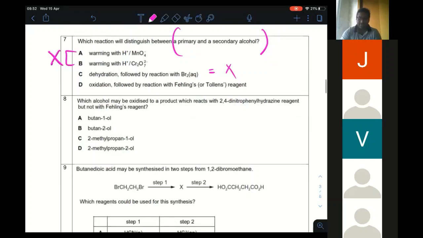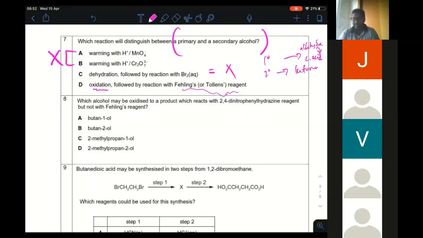But if you look at the last option, oxidation. If you oxidize primary alcohol, it changes into aldehyde, then carboxylic acid. At the end, primary will form carboxylic acid. If you have secondary alcohol, it will change into ketone. Then after that, they say followed by Fehling or Tollens reagent. For primary alcohol, they oxidize to give you aldehyde, and then after that, carboxylic acid.